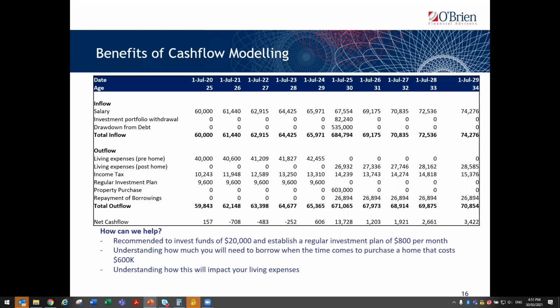So this is what we recommended. We recommended the client invest the $20,000 available funds and establish this regular investment plan of $9,600. We were able to identify that he was able to borrow around $600,000. $3,000 is the purchase cost that assisted with that purchase, and it also assisted him in understanding what he can afford in cost of living. Some people can live off that, some people might not, and will have to reduce what they're borrowing or might have to save up a bit more before they purchase.